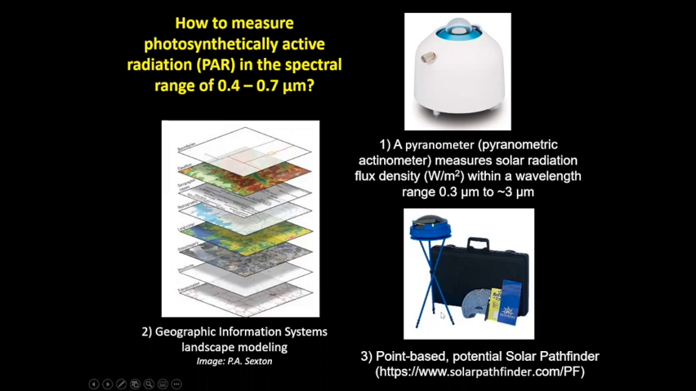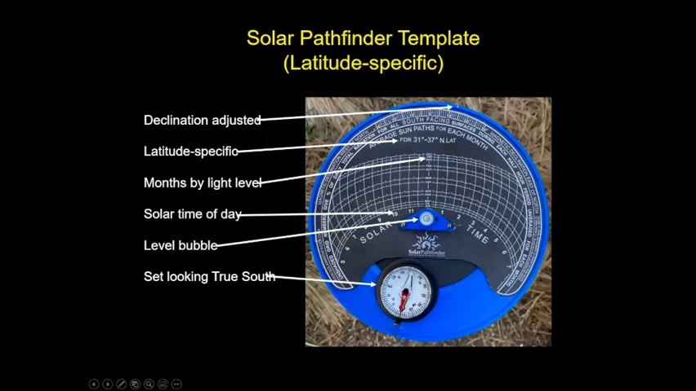What I've been using is a point-based device called the Solar Pathfinder. It costs about $250, and it's a very cool little tool. It gives you a point-based analysis of solar radiation, but you can get a measurement within one minute. So it's a very rapid way of getting measurements. You can take a lot of measurements in a hurry. Now, this is a device very ingeniously created by a couple who live in Arkansas, and they provide a template for each latitude. This is the latitude we use here, 31 to 37. That's most of Arizona.